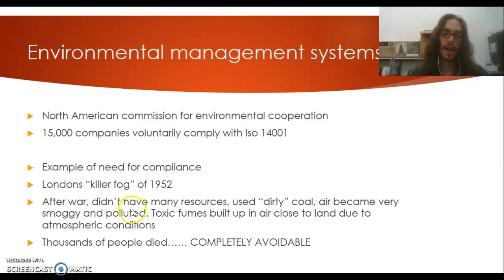And what happened was thousands of people died. And this was completely avoidable. They did not need to do that. It was 1952, so they didn't really know all that much, but it was completely avoidable. All of those people died for essentially no reason. They were just using really bad energy, and that's coal.